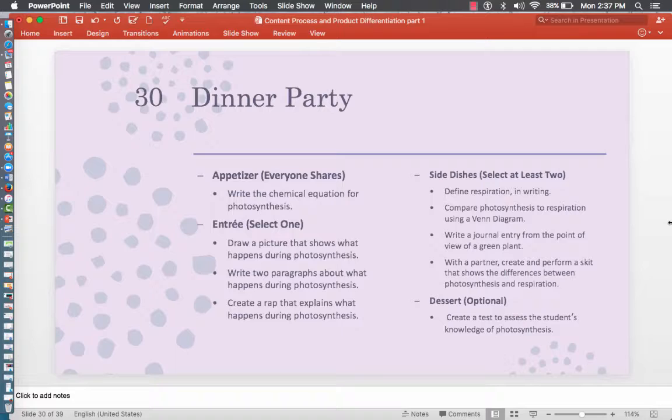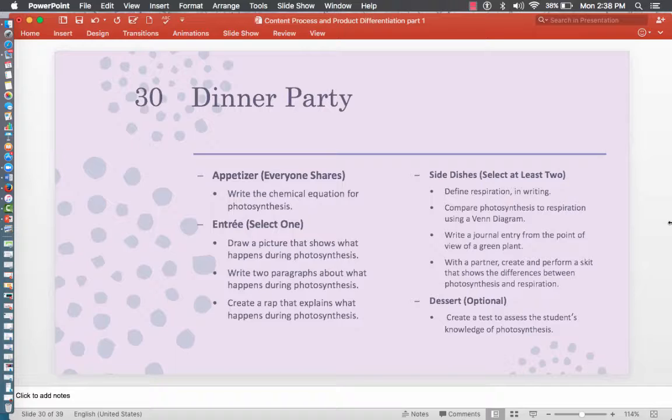So your side dishes, respiration, that's part of photosynthesis. And so we're comparing photosynthesis to respiration in a Venn diagram. So what happens? Use a journal entry from the point of view of a green plant. So you are now a green plant, write me a journal entry. Now, with your partner, create and perform a skit that shows the differences. And then you have dessert. Now, this is an optional kind of thing. You can create a test to assess their knowledge of photosynthesis.